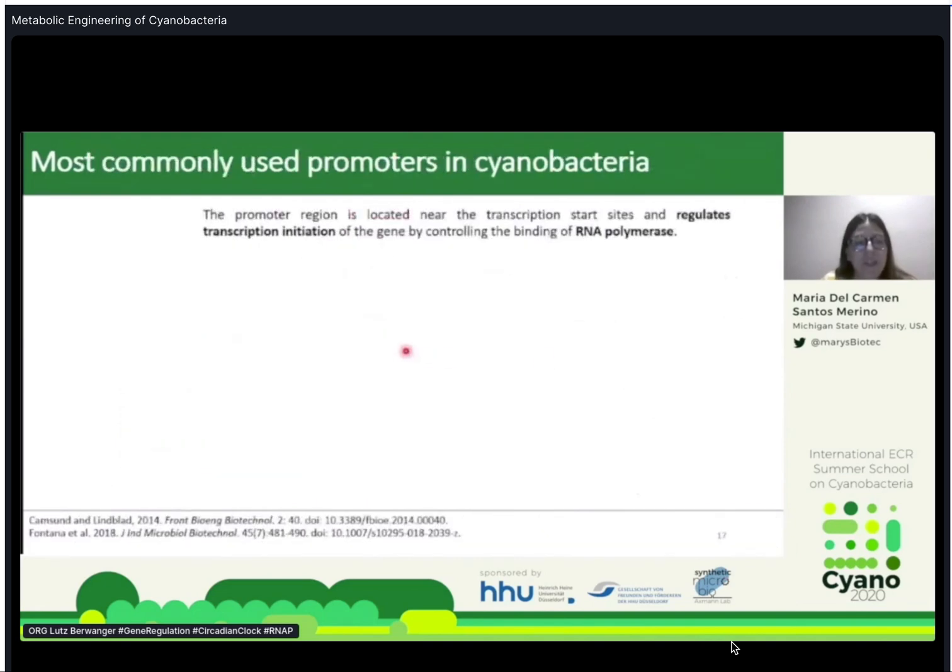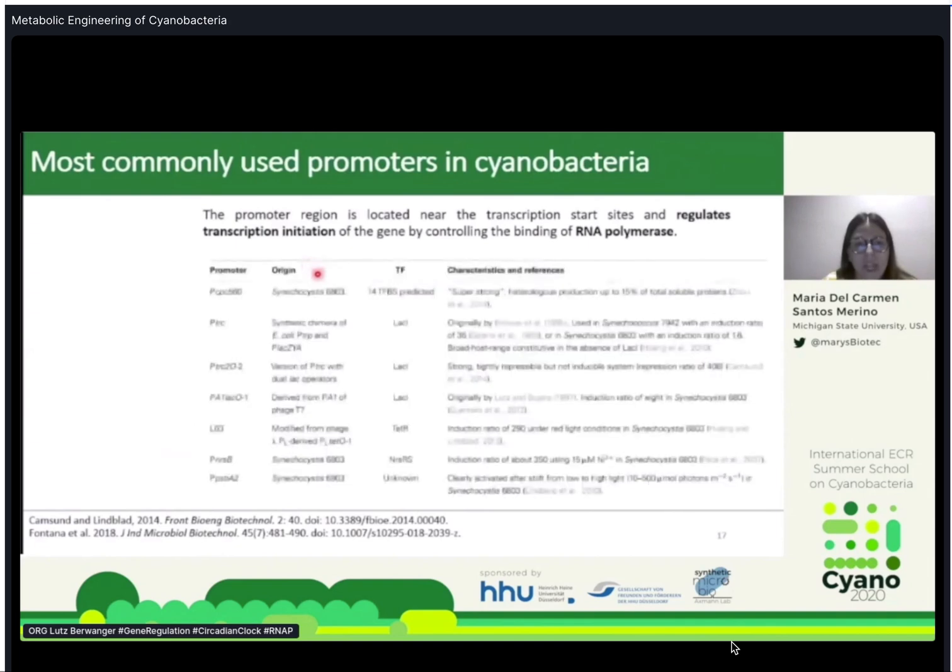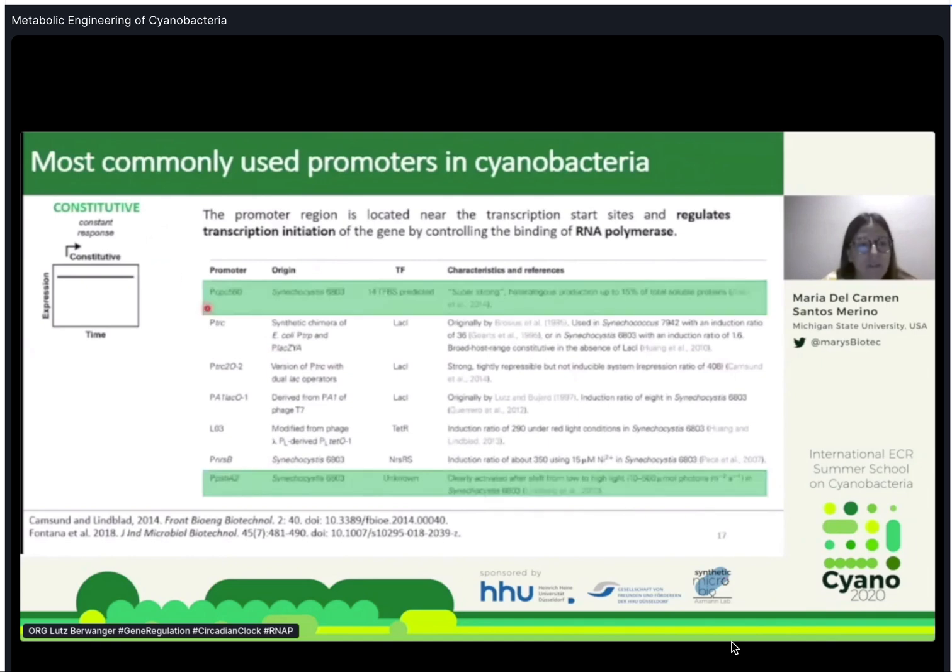Another part that we can use in our constructions are promoters. A promoter is a region located near the transcription start site and regulates transcription initiation of the gene by controlling the binding of RNA polymerase. In this table, you can see the most common promoters that have been used in cyanobacteria. We include some constitutive promoters, whose expression is constant along time. In this list, we have the PCPC560, which is a super strong promoter from Cyanocystis, and PSBA2 from Cyanocystis, which is a promoter from one of the subunits of PS2.